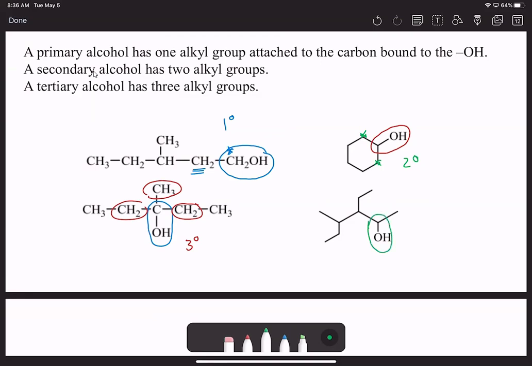How many carbons are bonded to this carbon? Well, there's this one here, and there's this one here, giving us another secondary alcohol. So however many alkyl groups that we have bonded to it is going to let us determine whether we have a primary, secondary, or a tertiary alcohol, so we can better understand what's going to happen once these undergo reactions.